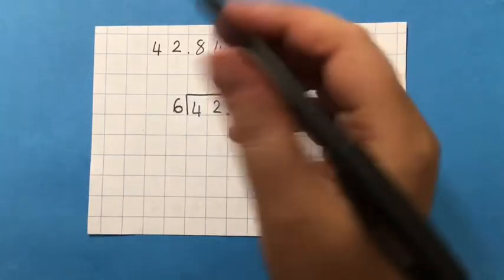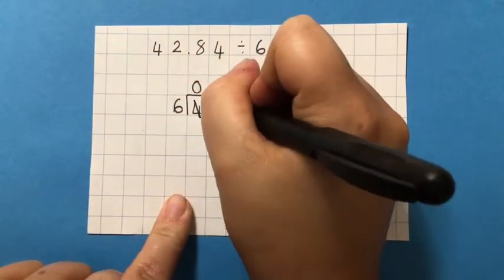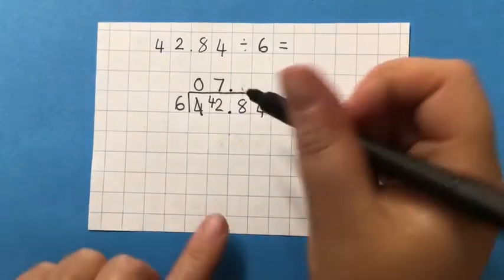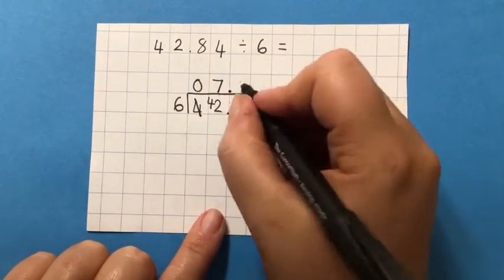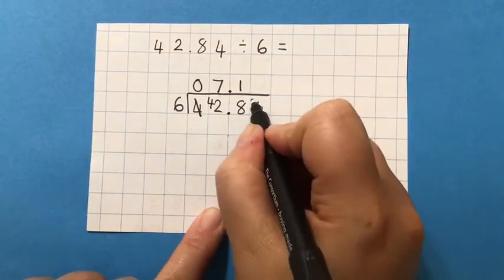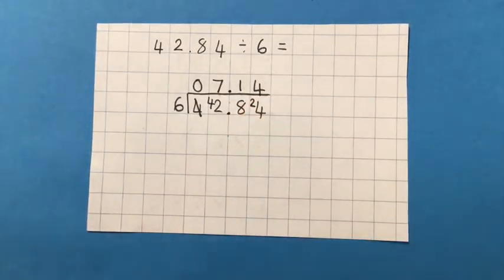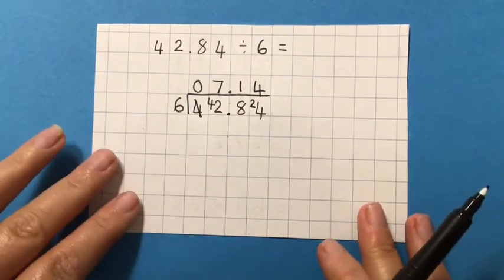Okay, so 6's into 4 you can't do. We'll carry that over. 6's into 42 are 7. Okay, and then we've got 6's into 8 is 1 with 2 left over. 6's into 24 go 4. So the answer is 7.14. So it's exactly the same as what we would usually do with a normal calculation, but having your decimal in there from the beginning. Okay?